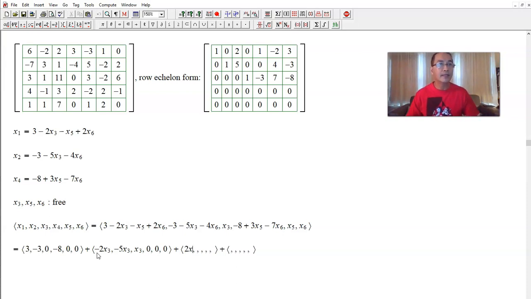So we have 2x6 in the first component. In the second, we see -4x6. In the third, that's x3, so we should put 0 there. In the fourth, we have -7x6. And then x5 is a free variable, so that's a 0. And our x6 is in the last component.